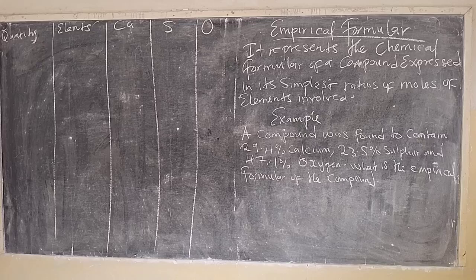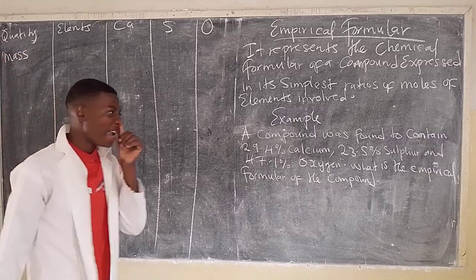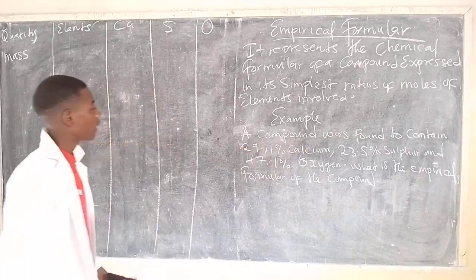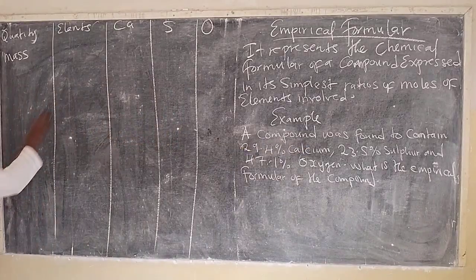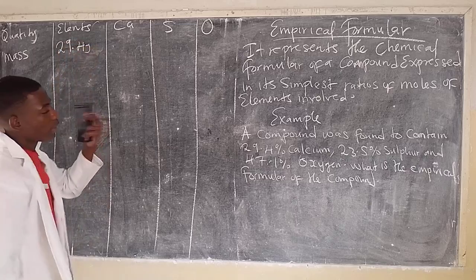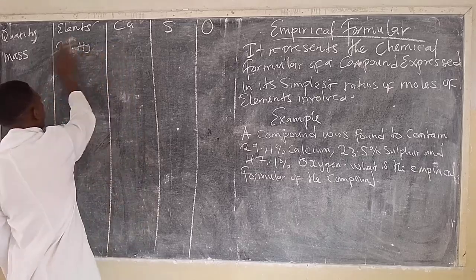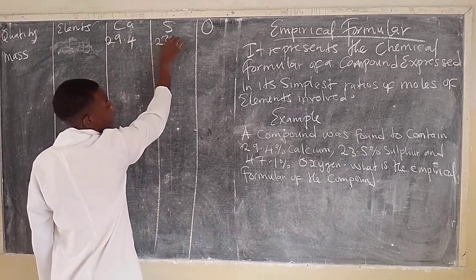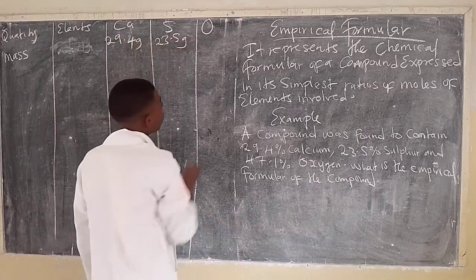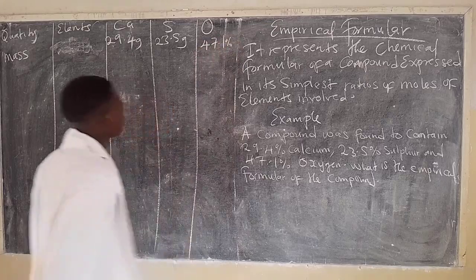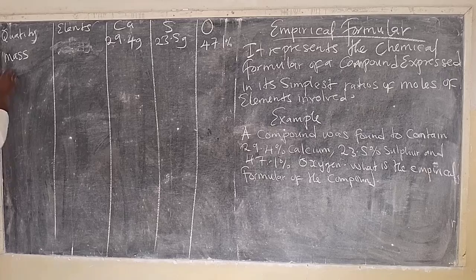Now the first thing that we need to do is look at the mass. Now what is the mass under this? The mass is the actual percentage composition by mass. These numbers expressed in terms of the percentages are the masses. So we have the calcium with 29.4, the sulfur with 23.5, and oxygen with 47.1%.